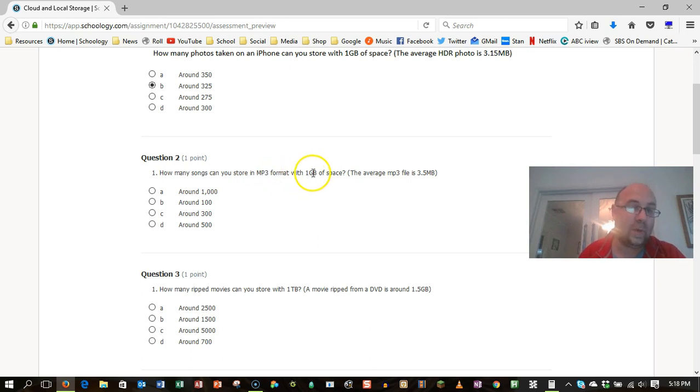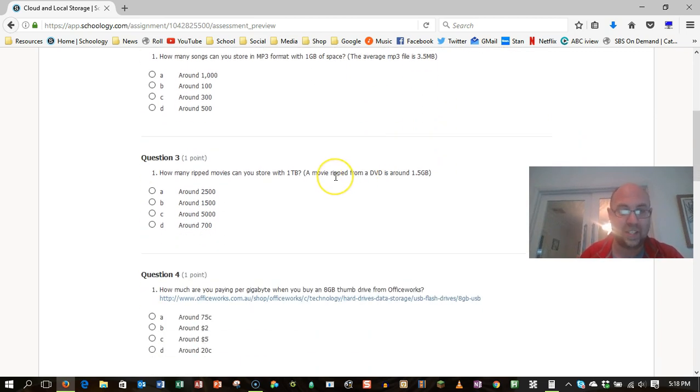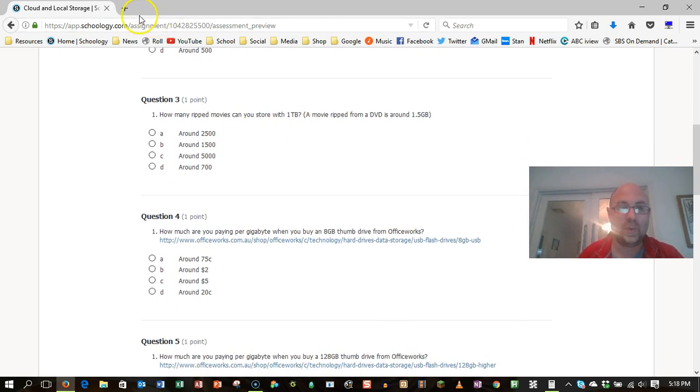How many songs can you store? Well, 1 gigabyte is still 1024 megabytes. The file size this time is slightly larger, so you'll need to calculate that. Okay, a terabyte. So when we get to this one, a terabyte is 1024 gigabytes. So, you know, write this down if it helps.